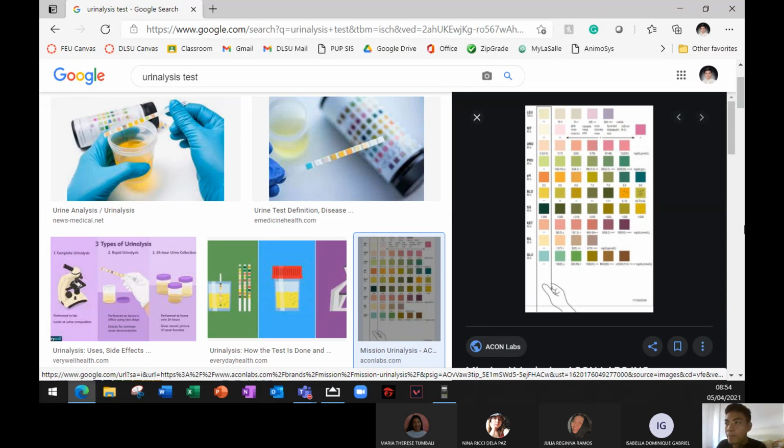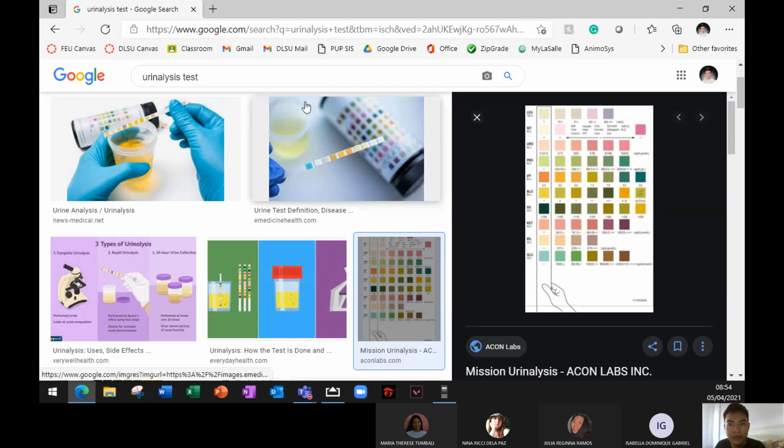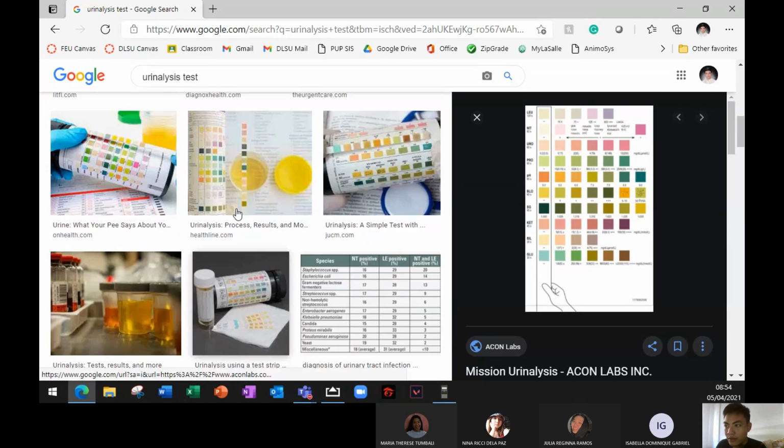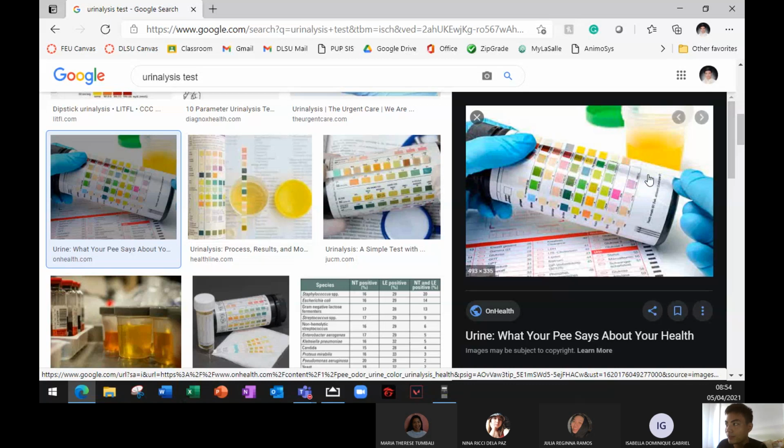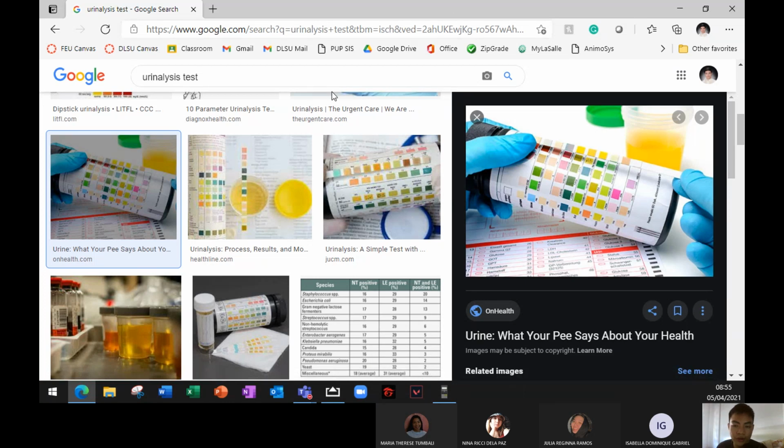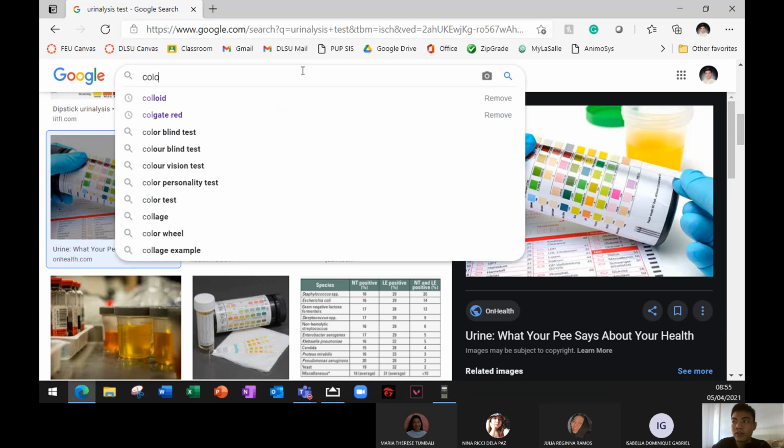So, ganun lang. Although, syempre, merong advanced ways to do this, no? Ayan na. Compare mo siya doon. Merong advanced way to do this naman, yung computer na yung bahala, no? So, ilalagay mo yun sa colorimeter, no? Which is a form of spectrometer. Pakita ko kung ano itsura ng colorimeter.